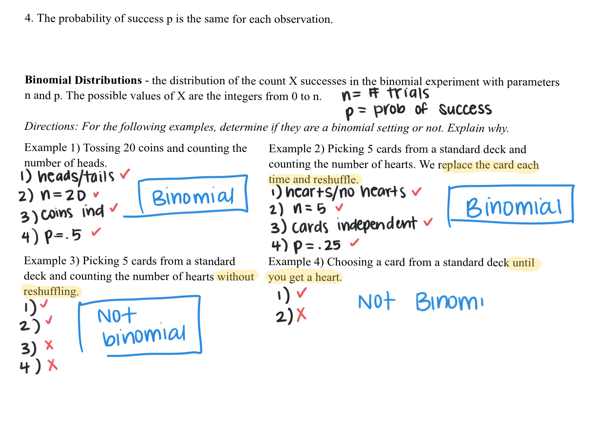And I don't even need to check conditions 3 and 4 because condition 2 is not met. So you don't have to check all 4 if the first or second condition isn't met. You only need to keep checking conditions if they are met.